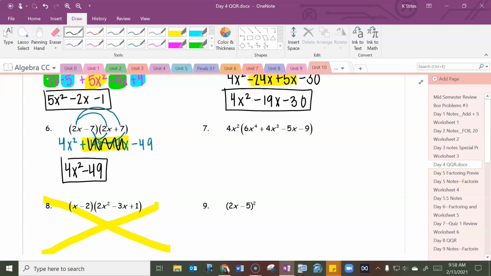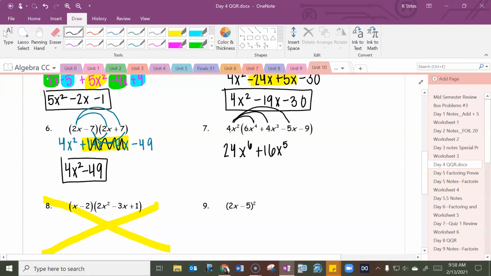All right, number 7, we're going to go ahead and distribute. 4x squared times 6x to the 4th. I'm going to do this in parts. 4 times 6 is 24. x squared times x to the 4th, I'm adding my exponents. That's x to the 6th. 4x squared times 4x cubed. 4 times 4 is 16. Again, when we multiply, we add our exponents. That's from our previous unit. 2 plus 3, that's x to the 5th.